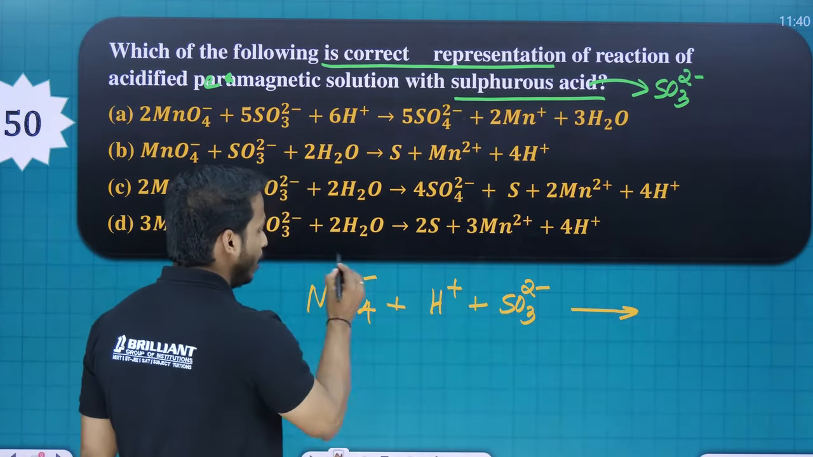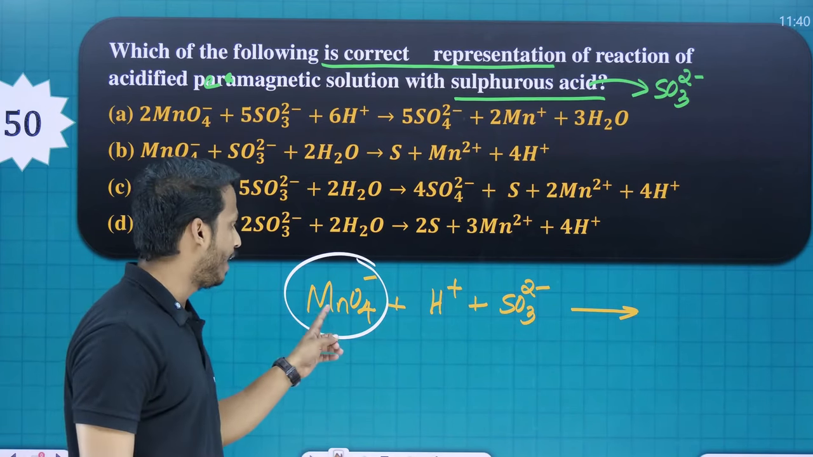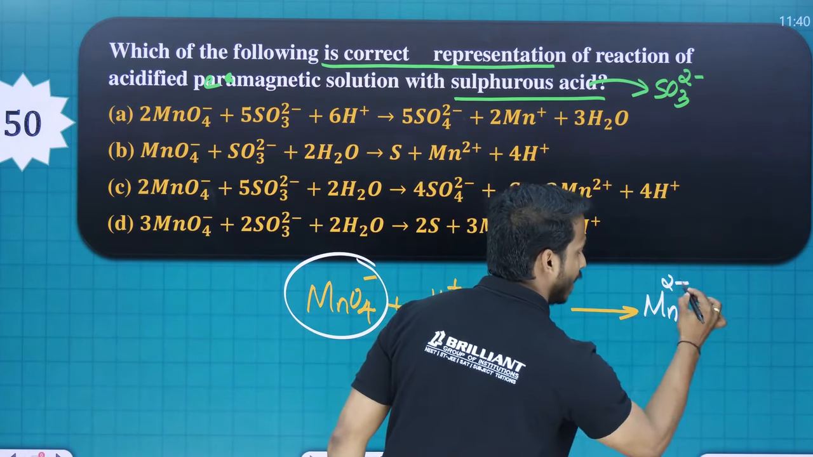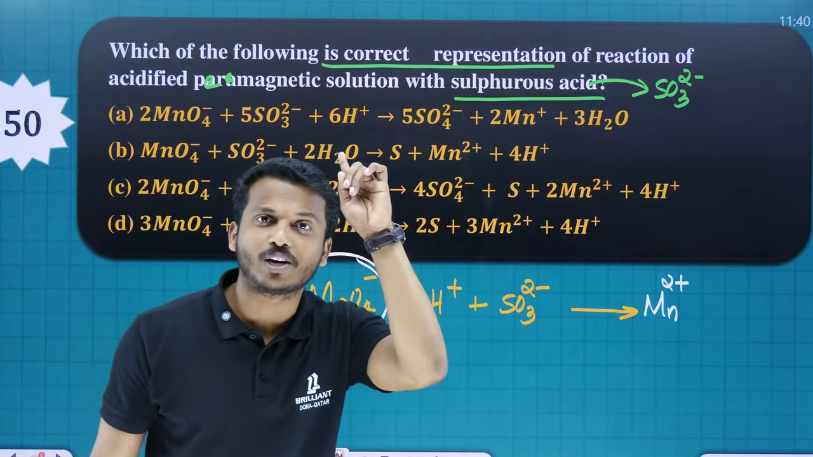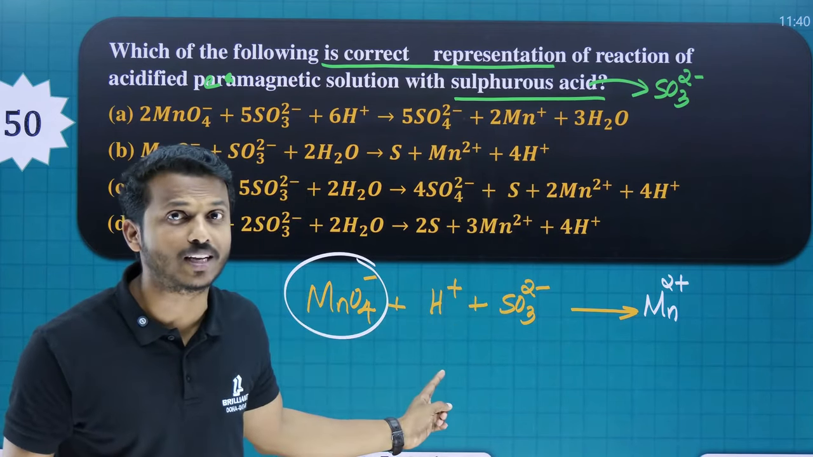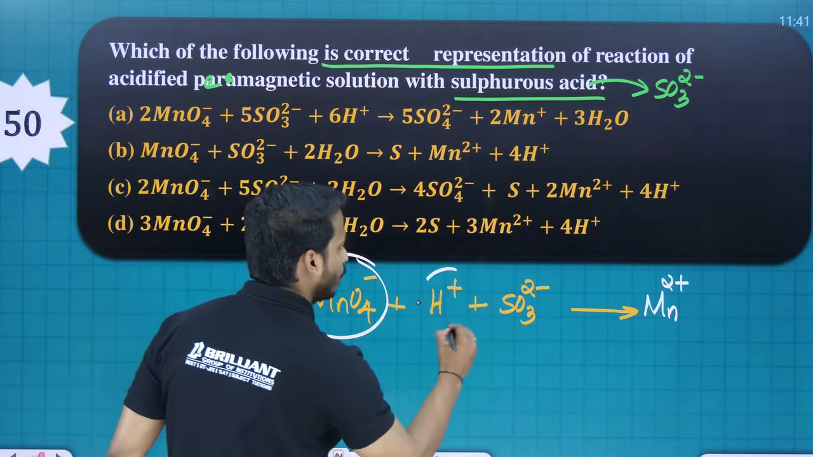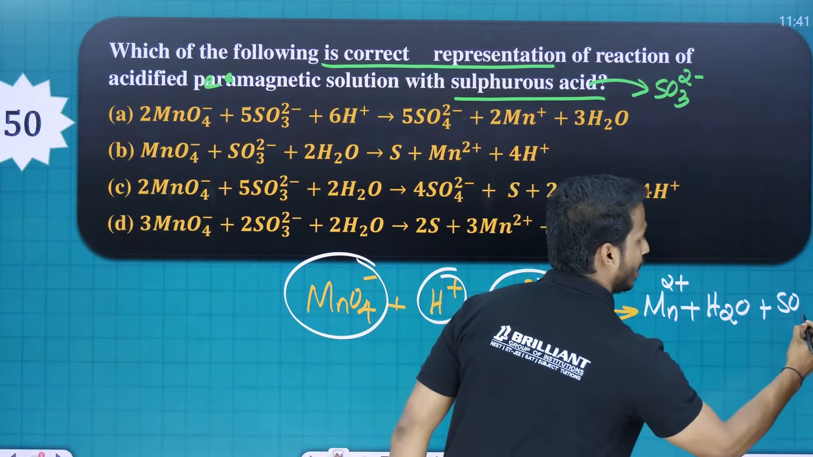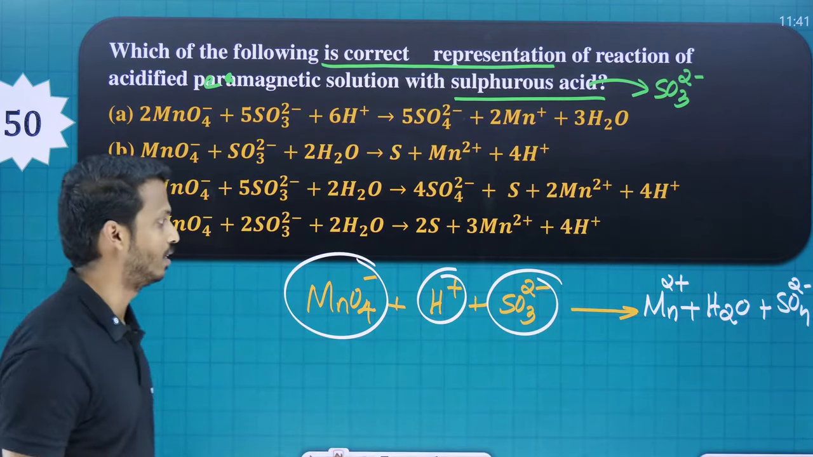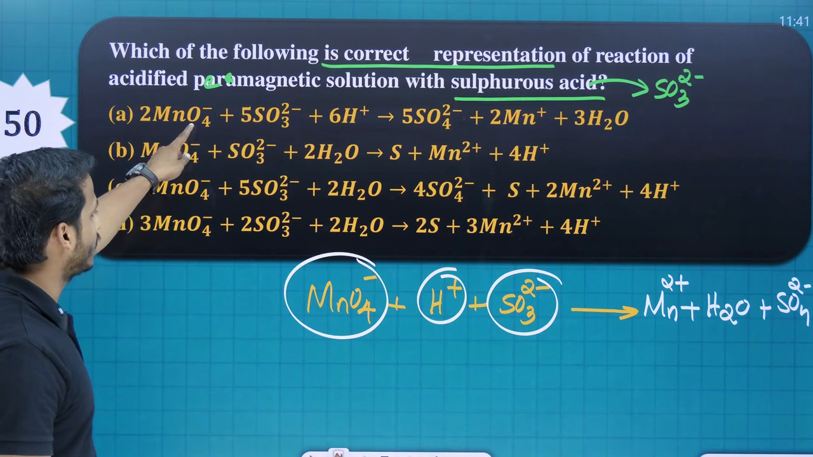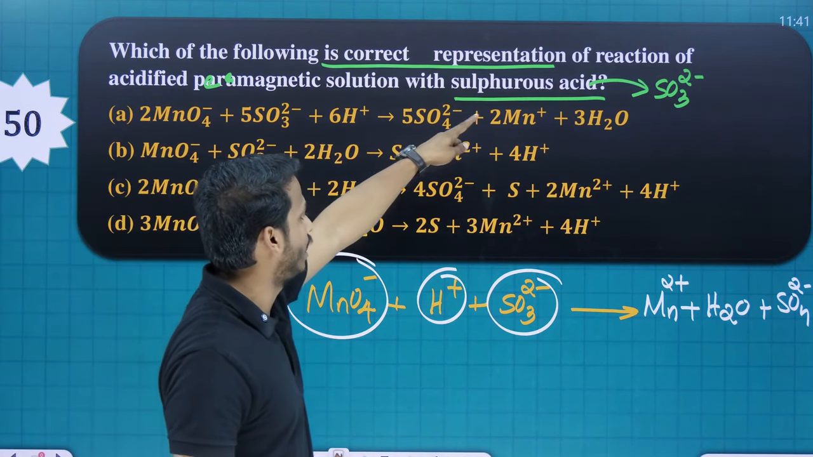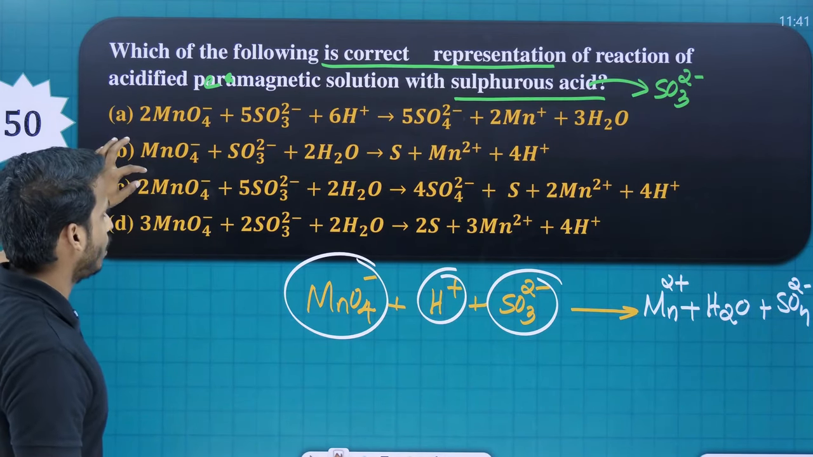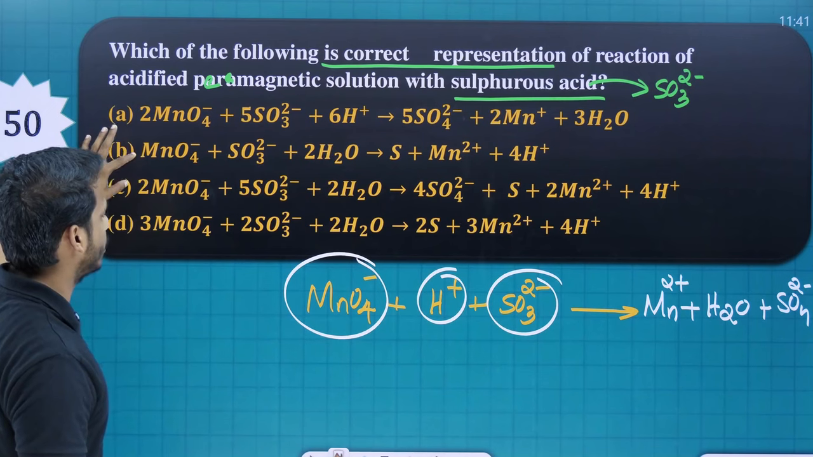Carefully, very simple. In acidic medium, MnO4 minus, that is our permanganate ion, is converted to Mn2 plus. Do you remember dichromate ion converted to what? Cr3 plus. Here MnO4 minus is converted to Mn2 plus. And H plus becomes H2O. And sulfite becomes sulfate, SO4 2 minus. These are the overall changes. Check where it is. MnO4 minus, SO3 2 minus, H plus, SO4 2 minus, Mn2 plus. Mn2 plus, not Mn plus. So, where is that?